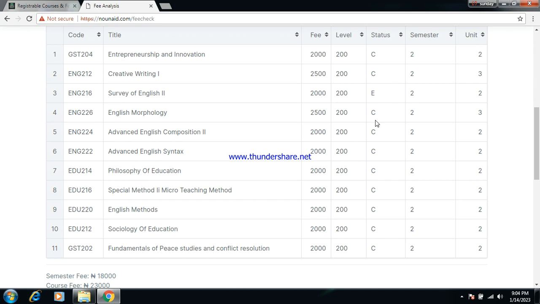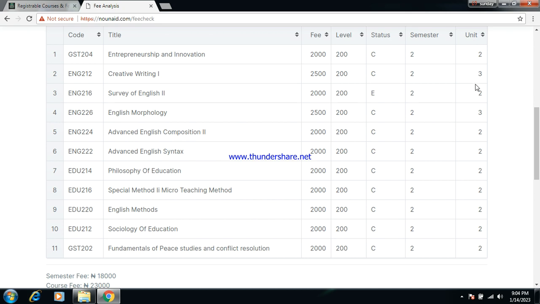You understand? Now the C here, which stands for core courses, the compulsory courses. These are your departmental courses. You ought to register and pass your departmental courses. It's very important. If you are registering, first and foremost, register your compulsory courses first. They are very compulsory and you need to register them and pass them.